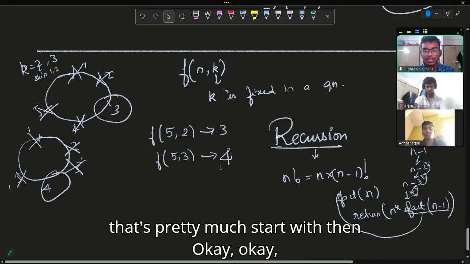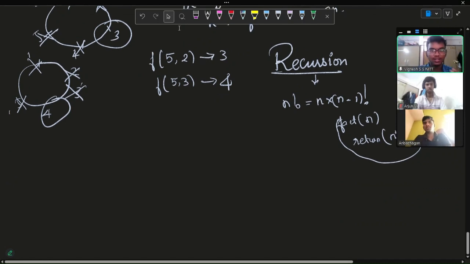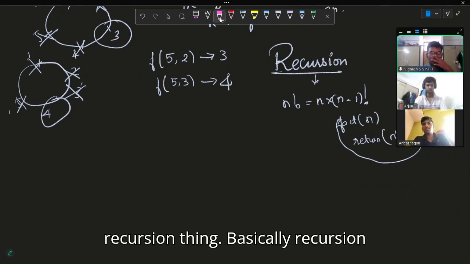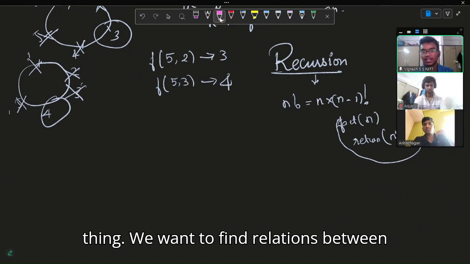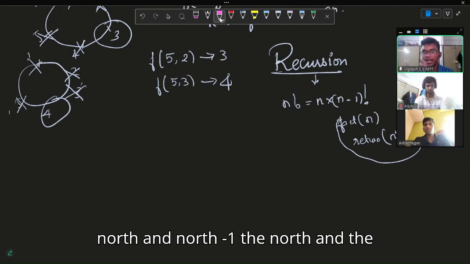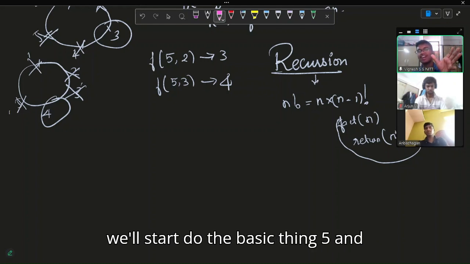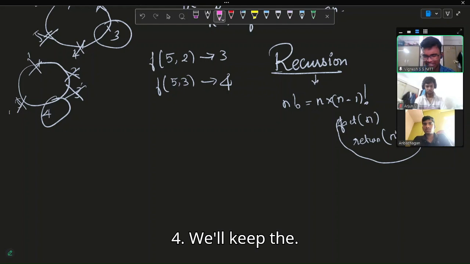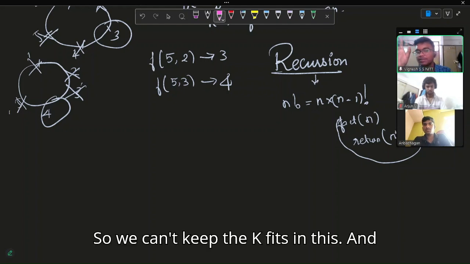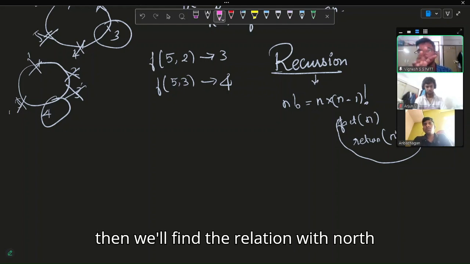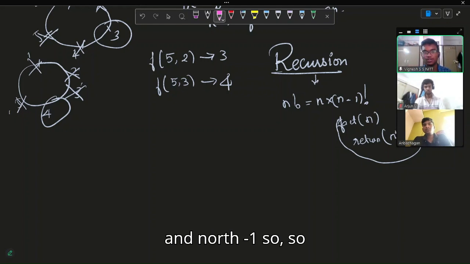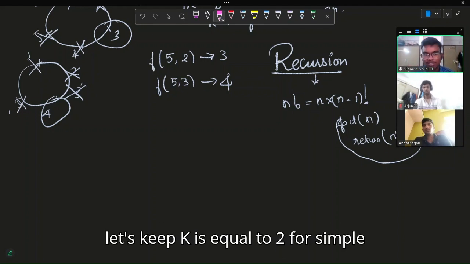Okay, that's pretty much it. We'll start with the recursion thing. Basically, in recursion we want to find relations between n and n minus 1, the n and the previous one. So now we'll do the basic case, 5 and 4. We can keep k fixed and then find the relation between n and n minus 1. So let's keep k equal to 2 for simplicity.